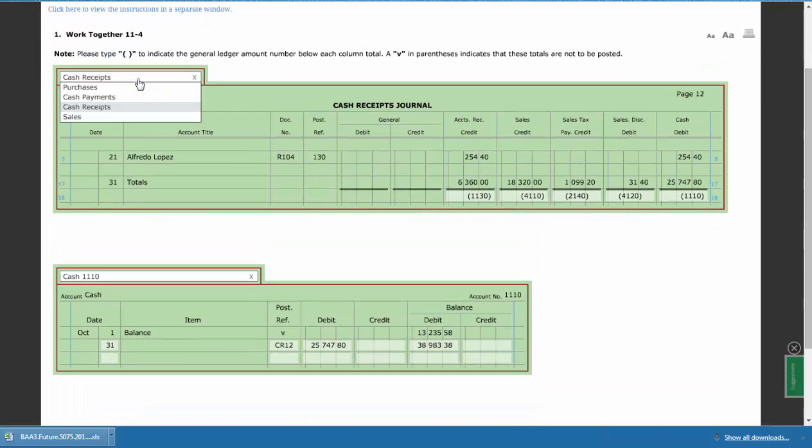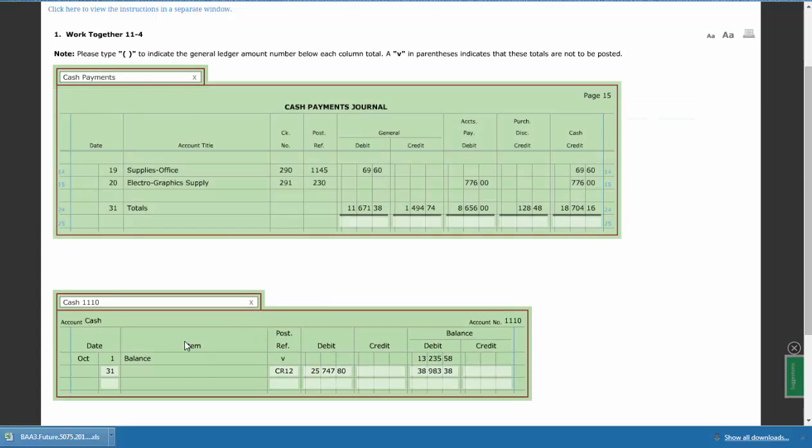The last one we're doing is going to be our cash payments journal. Cody, I do expect you to have this done, okay?